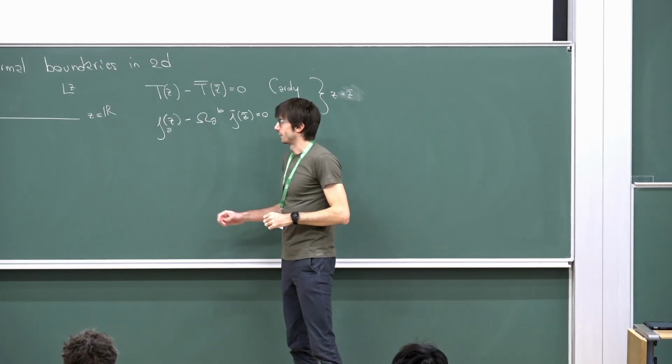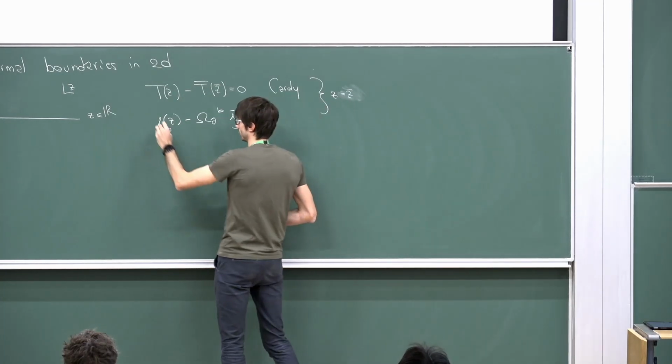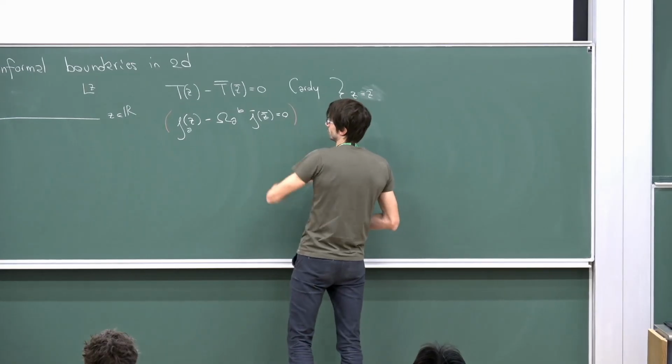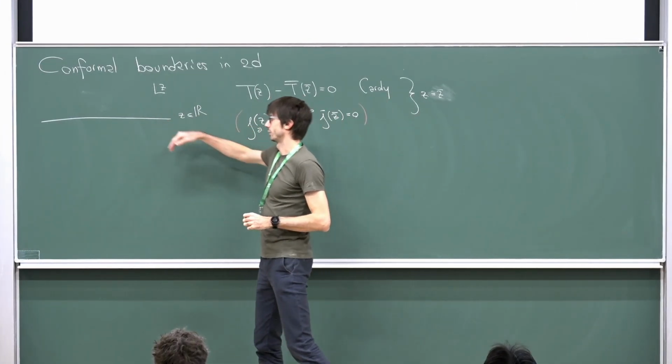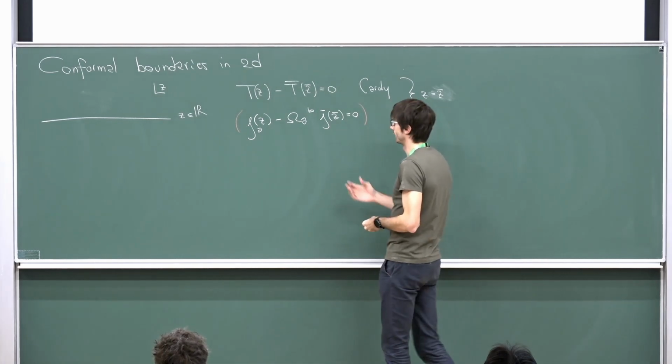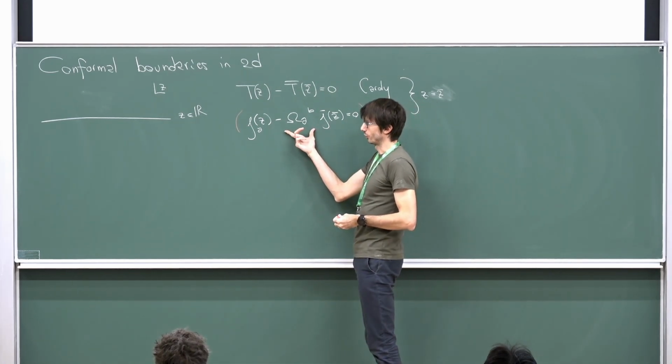So this omega is the choice you have. So what's the idea of these 2 equations? This equation tells you that there's no energy flow across the boundary, it doesn't leak. And this equation tells you that there's no charge flow across the boundary.